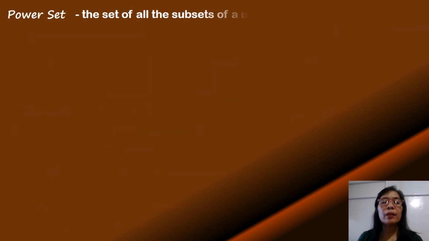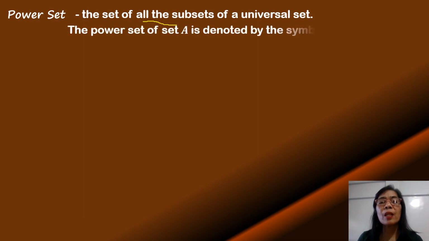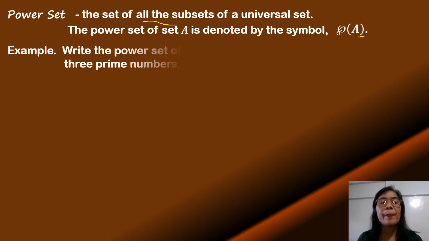A power set. A power set is the set of all subsets of a universal set. So it is important that we should know how many subsets there will be in a universal set. And those subsets will become the elements of the power set. So the power set of a universal set, let us say we have a universal set A, is denoted by this symbol. This is the power set of A.